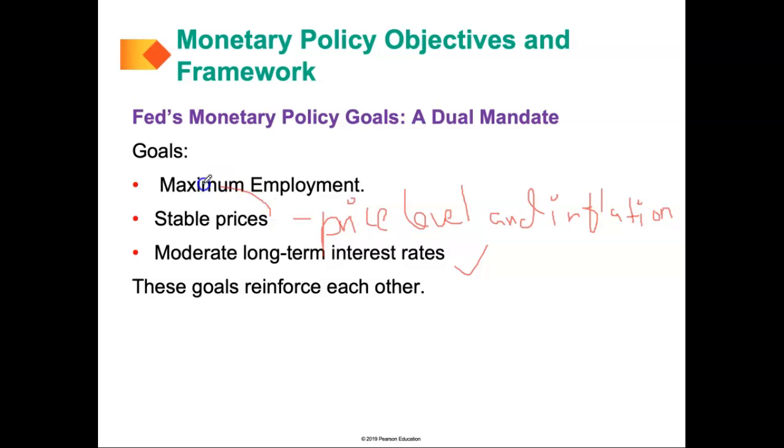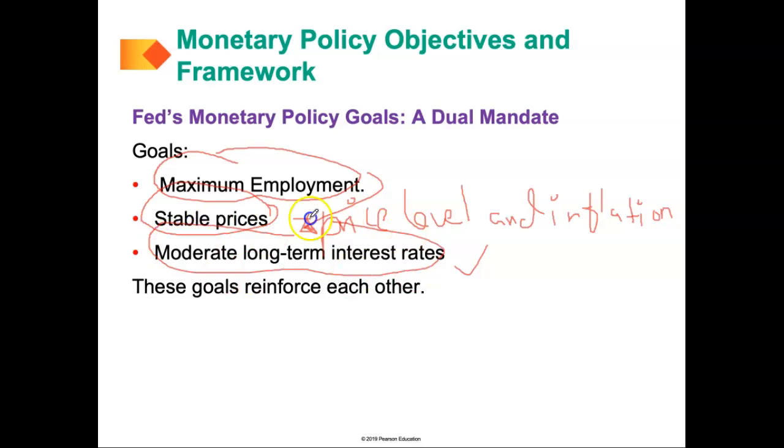If there are stable prices in the economy, there's going to be stable production and maximum employment as well. Also, if there's maximum employment in the economy, generally it's because interest rates tend to be moderate and stable, and if interest rates are moderate and stable, it tends to lend itself to stable prices as well. So these goals generally reinforce each other.